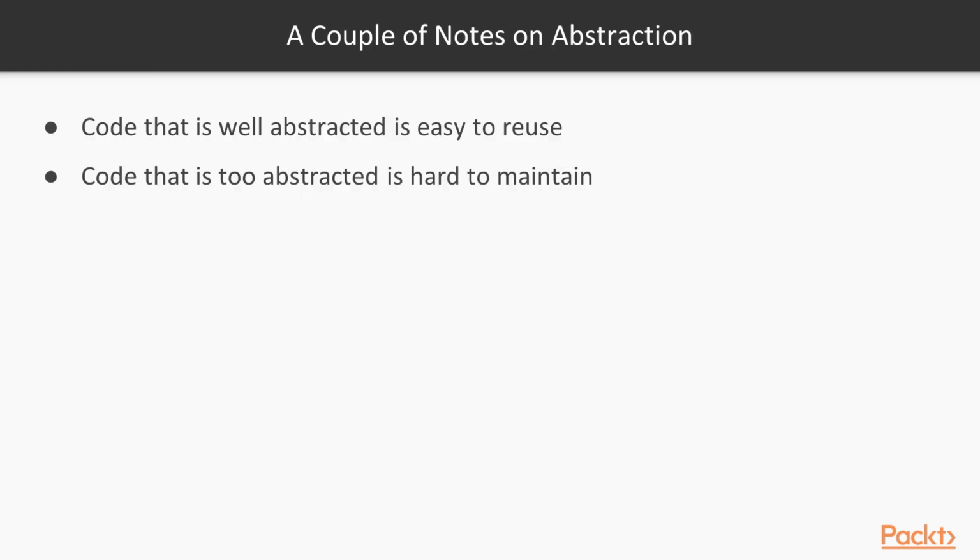The reason is a couple of notes on abstraction. Code that is well abstracted is easy to reuse. However, code that is too abstracted is very hard to maintain. As you have more abstraction, there's more that you actually have to maintain when you have to do changes that maybe cross layers. So it's really not useful to have more layers than you actually need. So the architecture we're going to be using is the following.